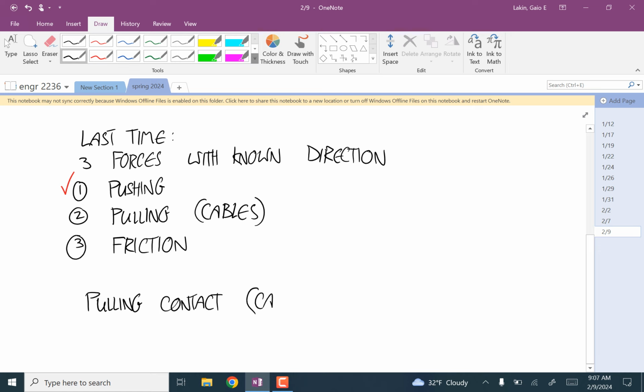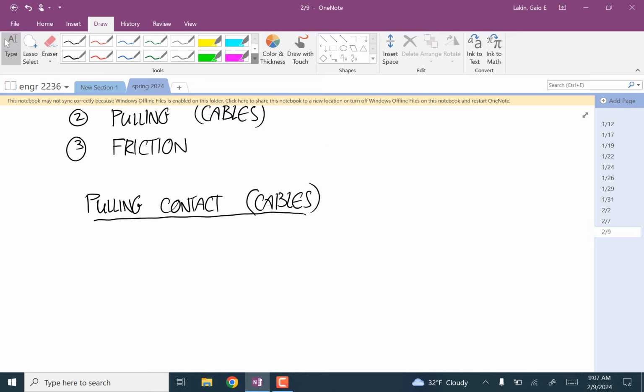So pulling contact, that we can also think of as cable forces. Well, these forces are always parallel to the cable, or what would be the cable if you imagined one there, and away from the chosen body. Remember, pushing contacts are toward the chosen body.